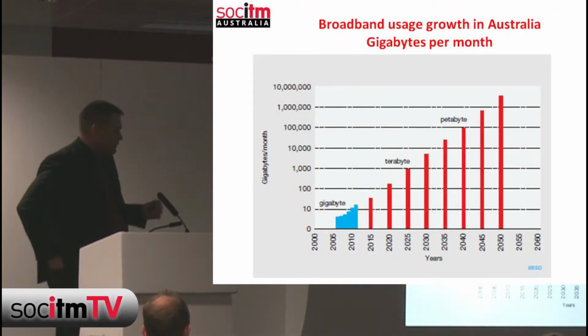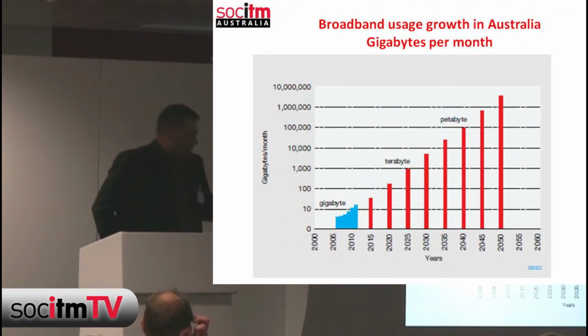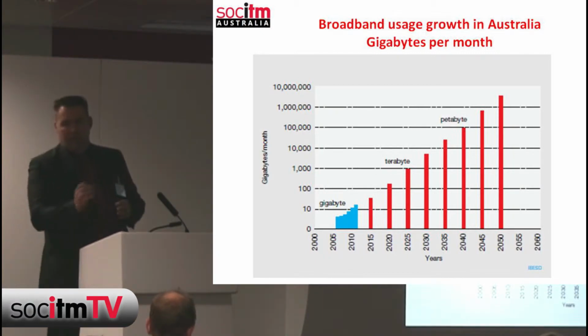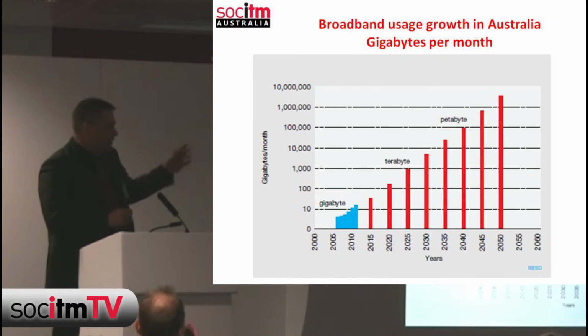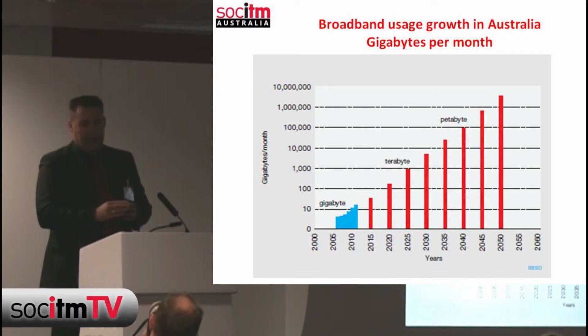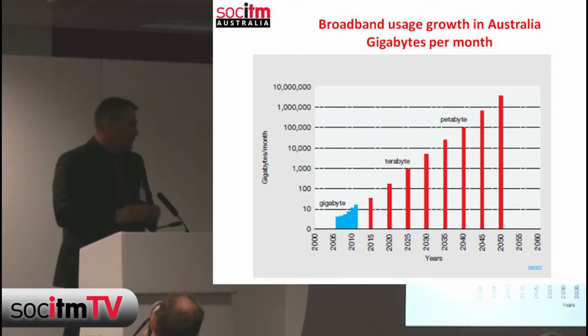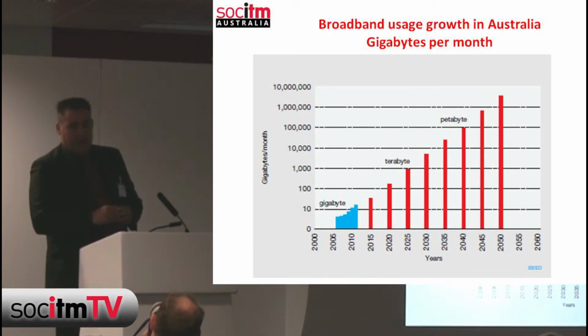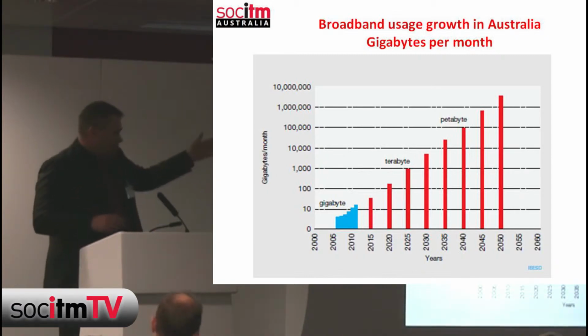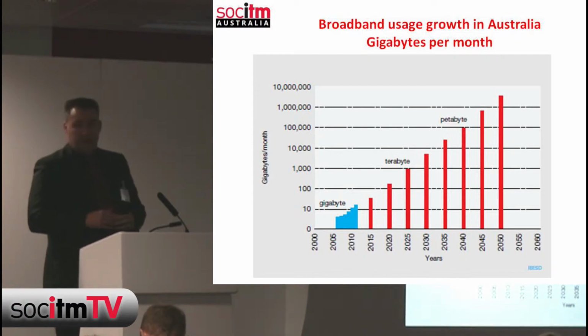Another interesting statistic for Australia. In 2006, on average, users were downloading about 2.6 gig a month per person. That's gone up now to probably about 8.6 gig of data per month. If you look at 2025, we're going to be talking about 1 terabyte of data per person per month download usage, and then going on to 2040 at 1 petabyte.